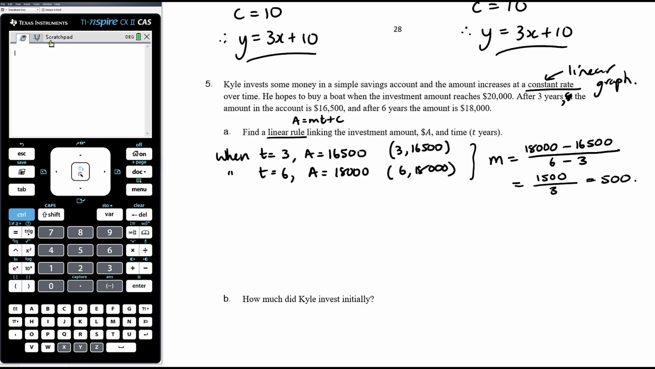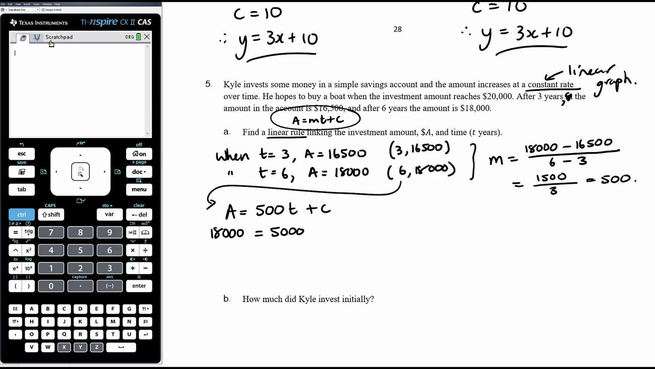So then we can either use our gradient intercept form or our point gradient form. If we do gradient intercept form, we're going to have A equals 500t plus C, and then we can use one of these points to find the value of C. So we can sub in, maybe I might go with 18,000, just because I like it better than 16,500, but it's up to you. So I'm going to sub that point into this rule. When A is 18,000, t is 6, so it's going to be 500 times 6 plus C equals 18,000. I know they're big numbers, but they're not horrible numbers.